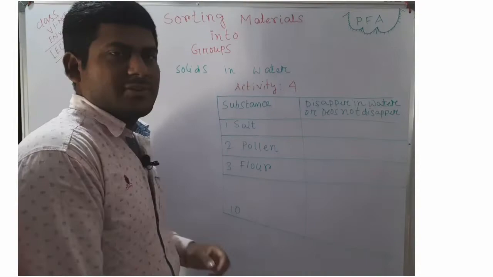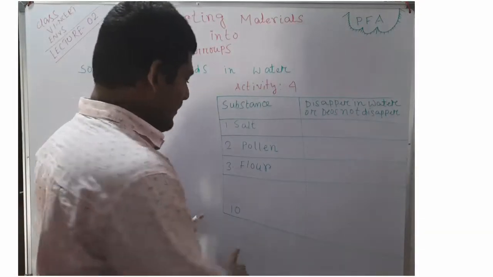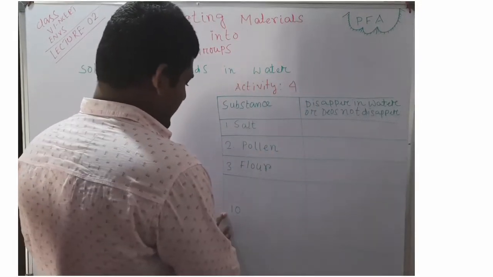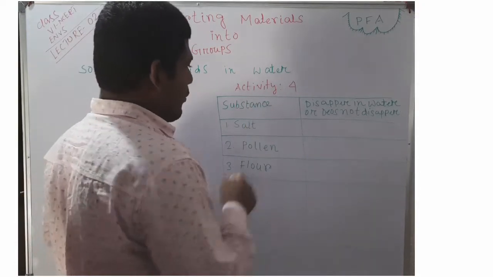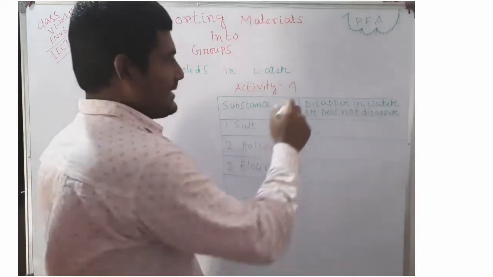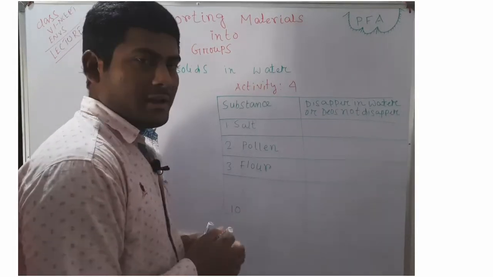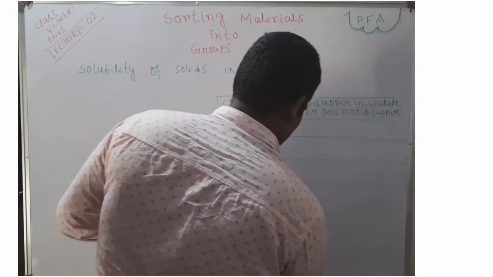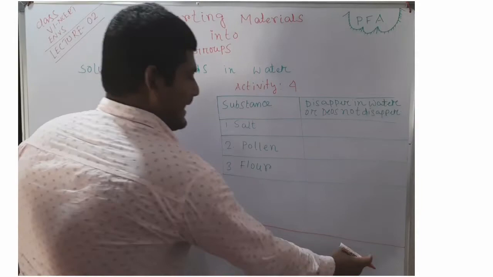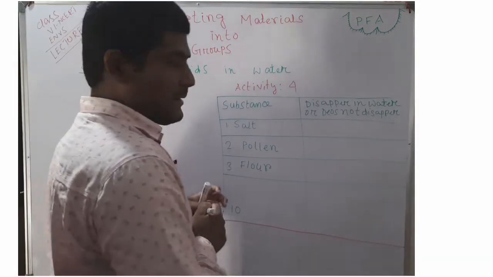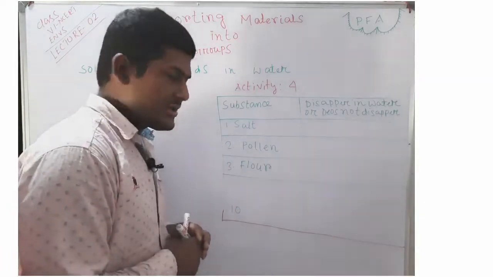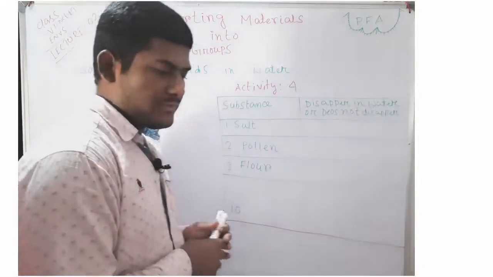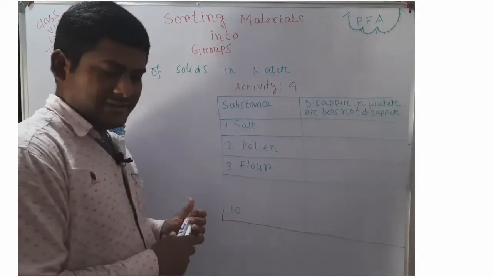This activity is in a table, known as activity 4, and in that activity there is column 1, which is substance, and column 2, disappear in water or does not disappear. For our convenience we take 3 substances: number 1 salt, number 2 pollen, number 3 flour. Now we will perform this activity.